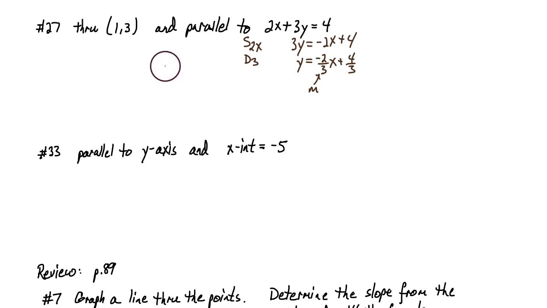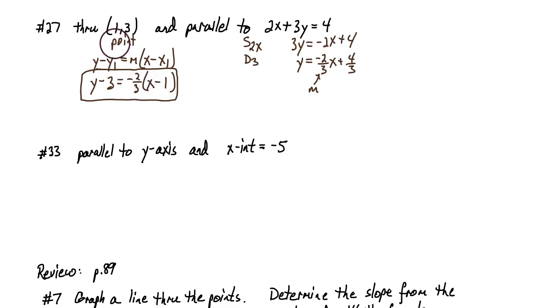What else do we know about it? We know it goes through the point (1, 3). We have a point and we have a slope. We should use point-slope form. The formula for point-slope form was y minus y1 equals m times x minus x1. What's y1? What's the y-coordinate of the point they give us? It's 3. What's m? It's negative 2/3. x minus, what's x1? It's 1. Here's an equation of a line that goes through this point, and it's parallel to this equation.